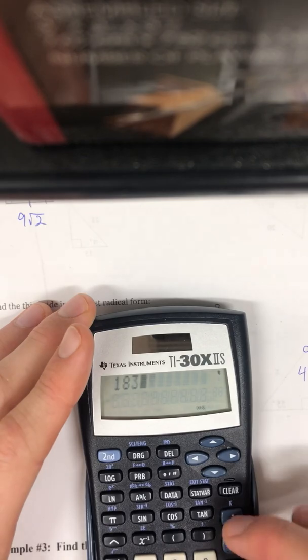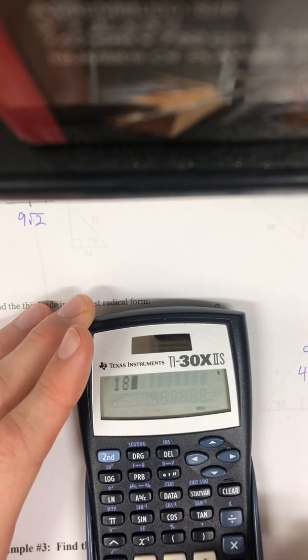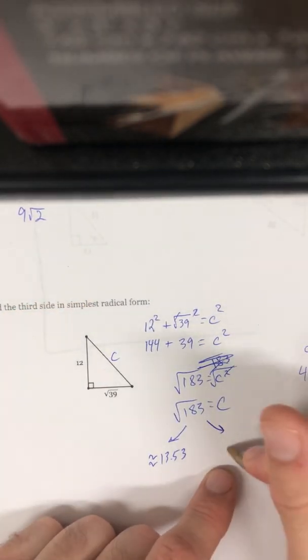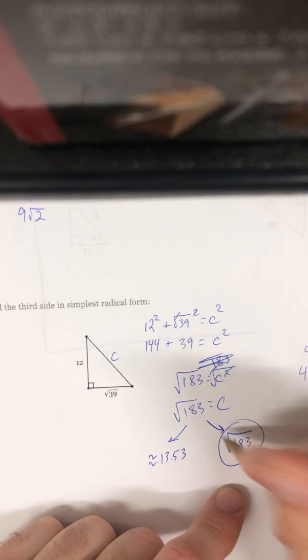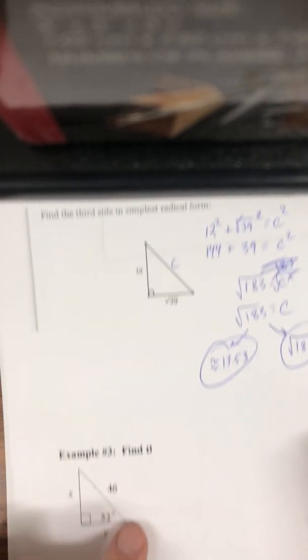183 divided by 9 is a decimal, so it's not going to be that. 183 divided by 49 is also a decimal, so it's not going to be that. So I think 183 is just the simplest form. So it's either one of these that is correct.